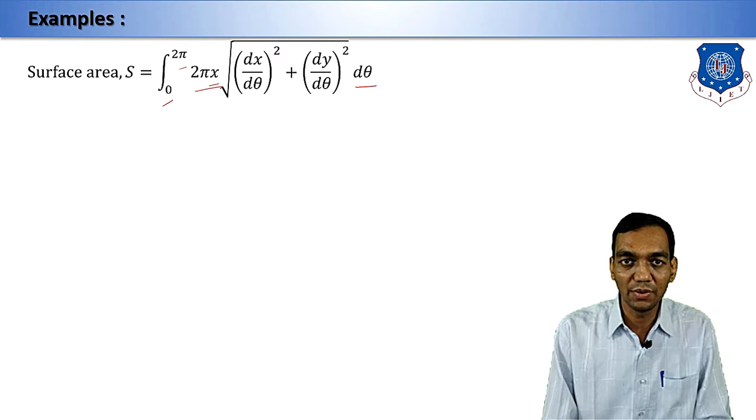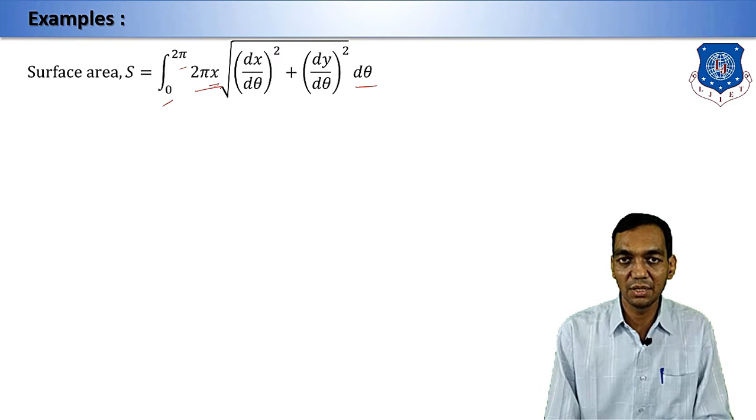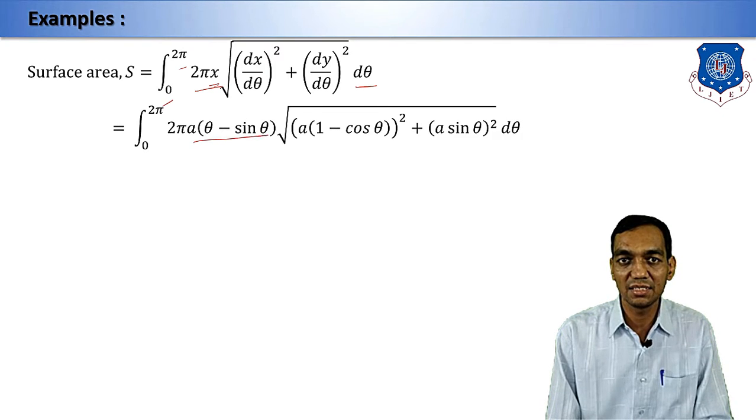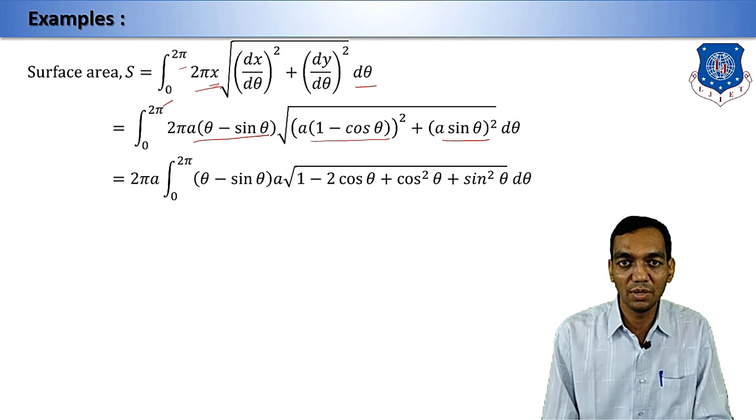So you have to put the value of x also, and we are going to substitute the values of dx by d theta and dy by d theta. Putting the values, x will be a into (theta minus sine theta), under root of dx by d theta, which has a value a into (1 minus cos theta) whole square, and dy by d theta will be a into sine theta whole square. Now simplifying this, open this bracket. First of all, a square will be common out. So you will have 2 pi a, a constant, common out from the integration.